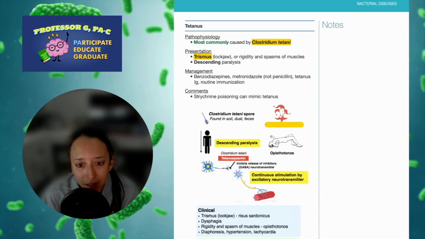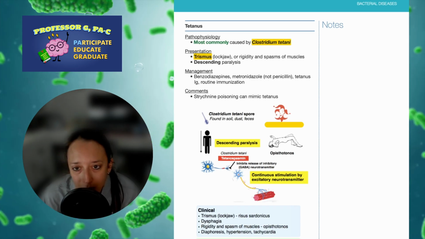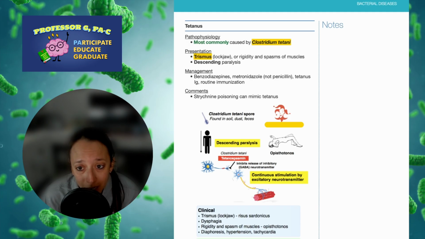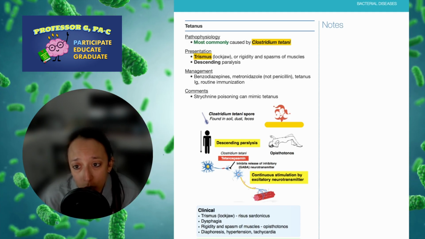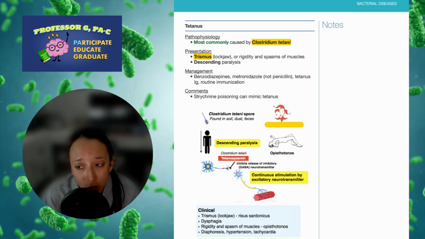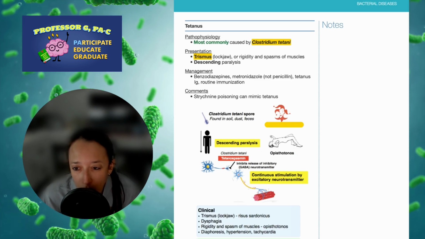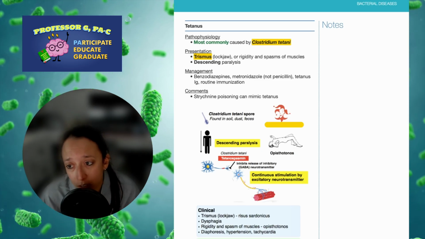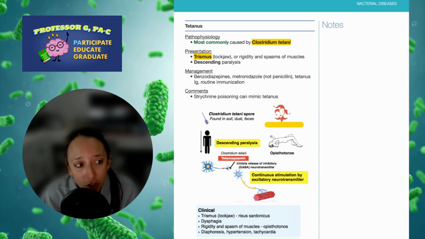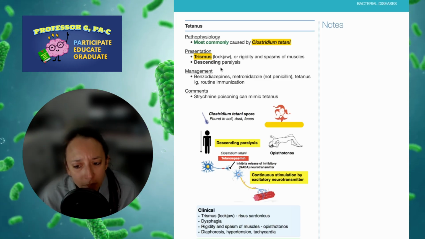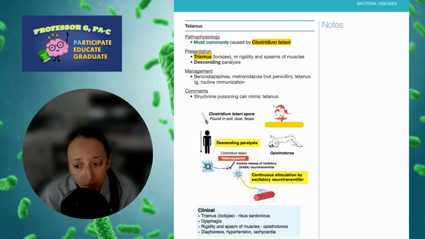Tetanus. So tetanus is, well, everybody knows what tetanus is. Everybody's gotten the tetanus vaccine before. So it's caused by Clostridium tetani, and this releases that neurotoxin that causes the muscle rigidity and the spasming. And presentation usually begins with trismus or lockjaw, and then progresses onto that generalized muscle rigidity and descending paralysis. So we manage it usually with benzodiazepines to help with the spasm control.